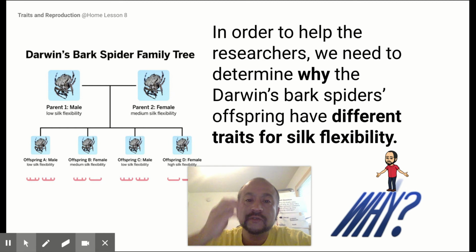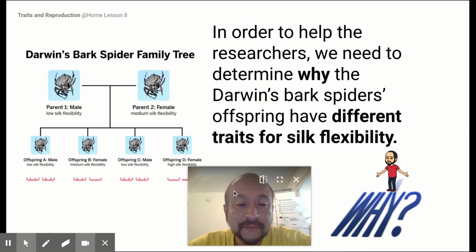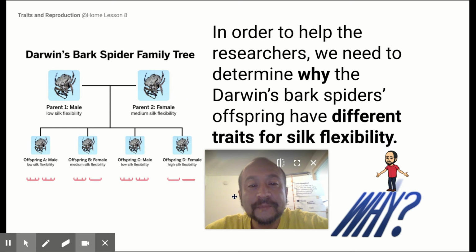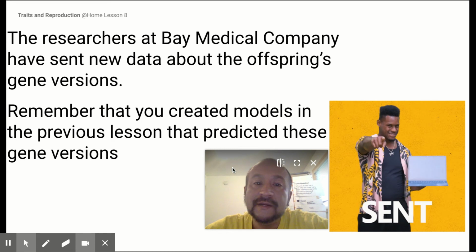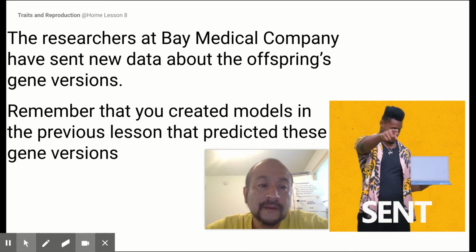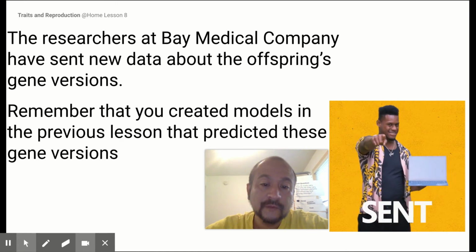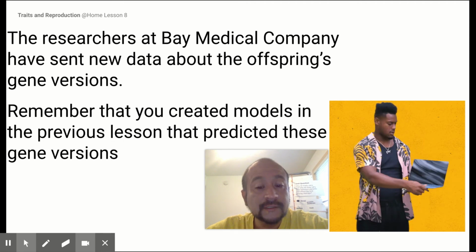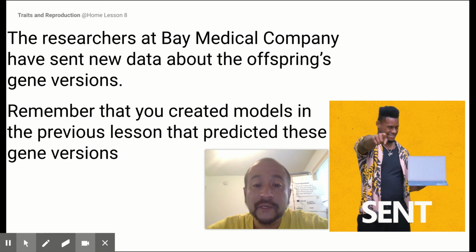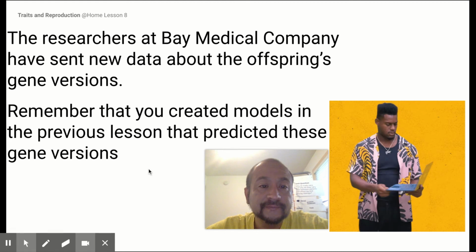In order to help researchers, we need to determine why the Darwin's bark spiders' offspring have different traits for silk flexibility. And that's the why. The researchers sent new data about the offspring's gene versions. Remember that we created models in the previous lesson that predicted these gene versions. We've done activities as well on modifying genes, therefore giving us the name genetic researchers.